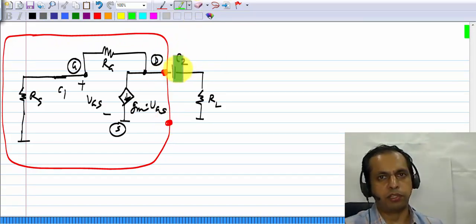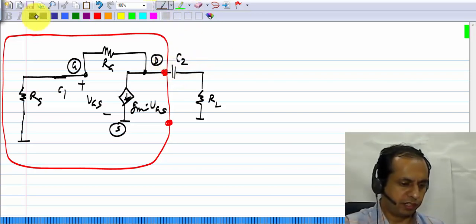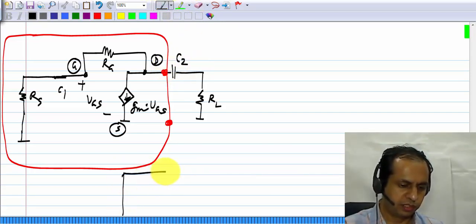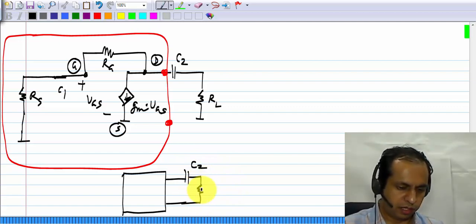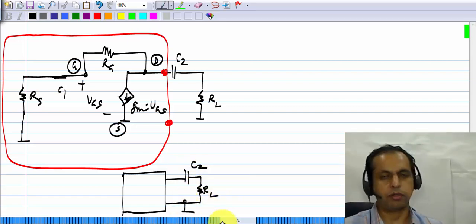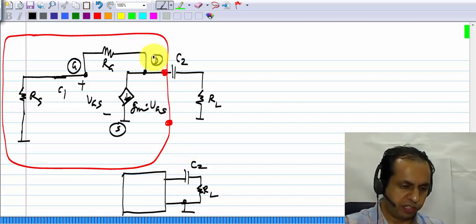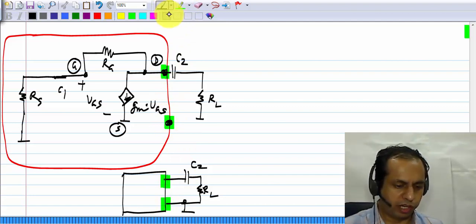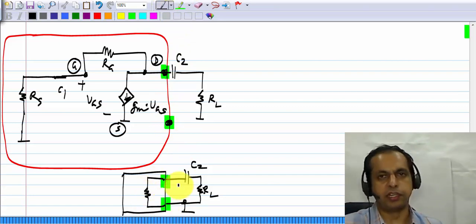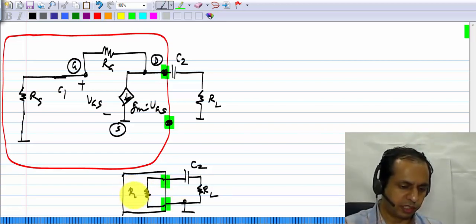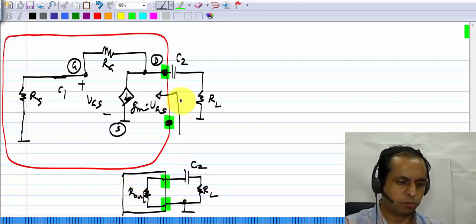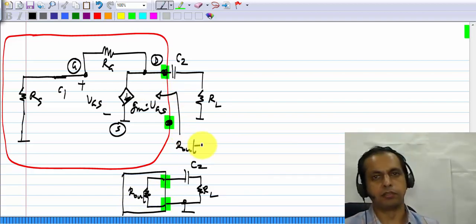What is the resistance that appears across C2? You can see that the connection looks something like this. We have this circuit and its output terminals. C2 is connected here and RL is there, and this is the ground. So between these two terminals, looking in, you will see a resistance. Because it's a linear circuit, you have to see something that will be a resistance, and that resistance is nothing but R out, the output resistance of this circuit.